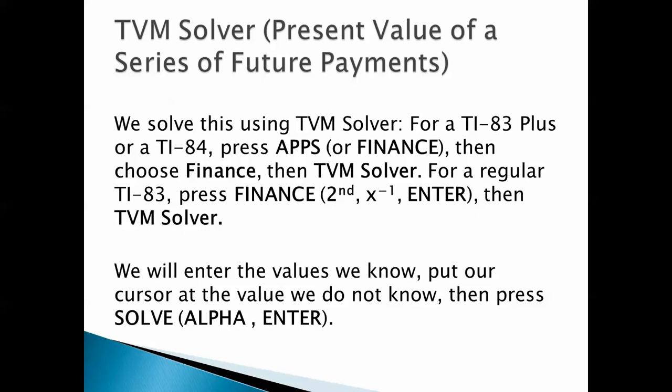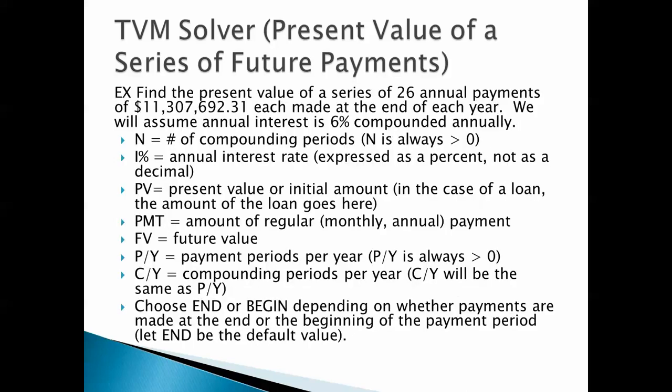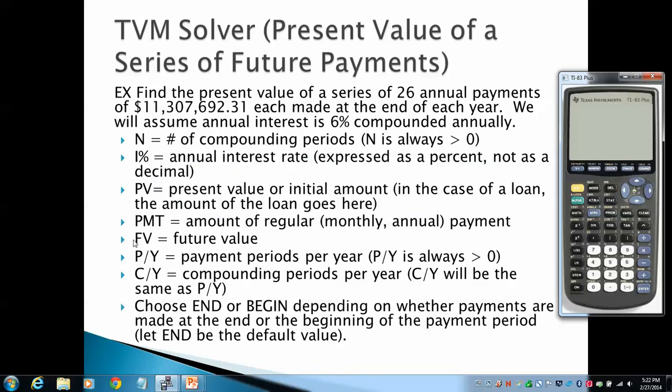Here's a reminder of how you access it. For a TI-83 Plus or TI-84, it's apps and finance. Apps, then choose finance and TVM solver. And for regular TI-83, it's just finance and TVM solver. We will enter the values we know, put our cursor at the value we do not know, then press solve, which is alpha enter. So again, here's what you get.